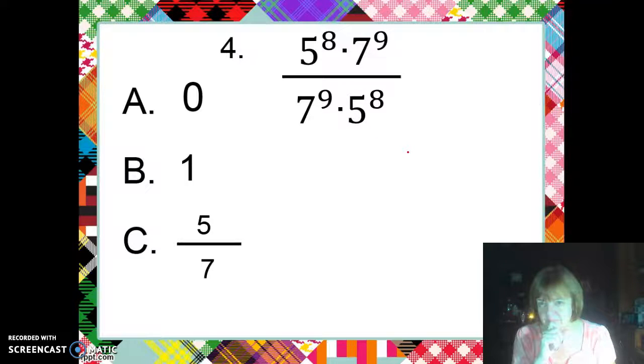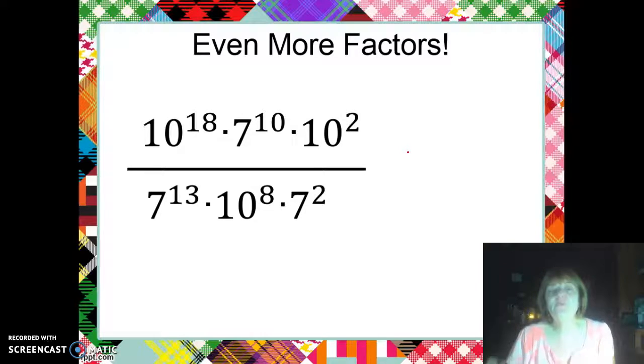Okay. Sneaky. I was sneaky on this one, so pay attention. Okay, so what happens when we have even more factors? Whoa, look at this. We've got lots and lots going on. We need to look for our matchy-matchies, first of all. Let's see what we got here. We got a 10 here, a 10 here, and a 10 here. Ooh, lots of matchies of 10s.